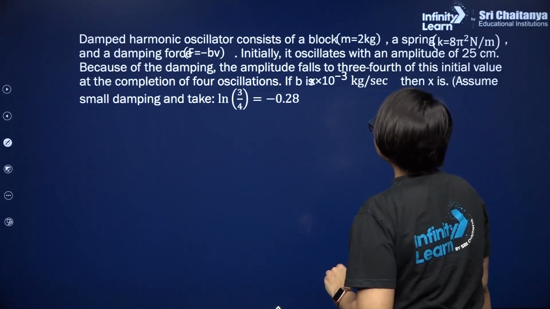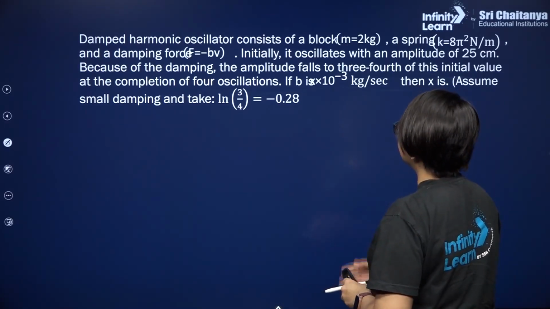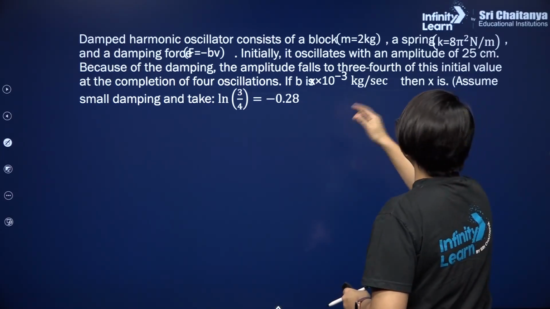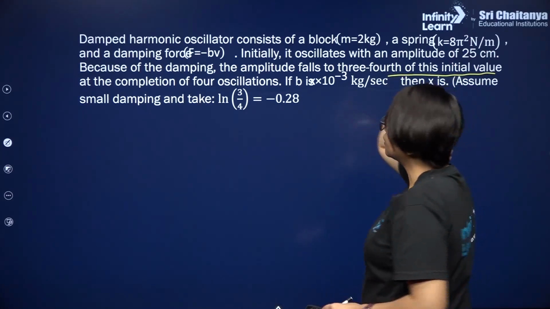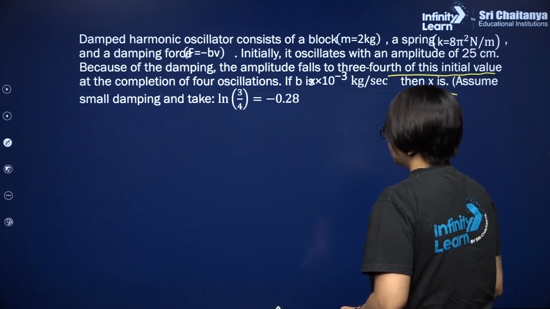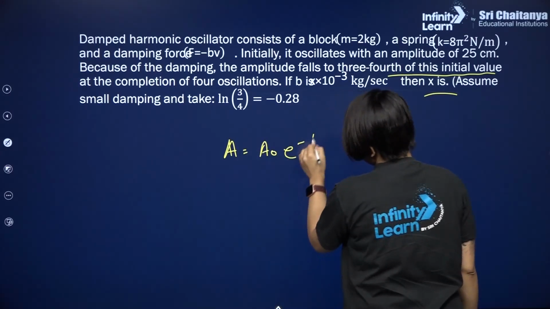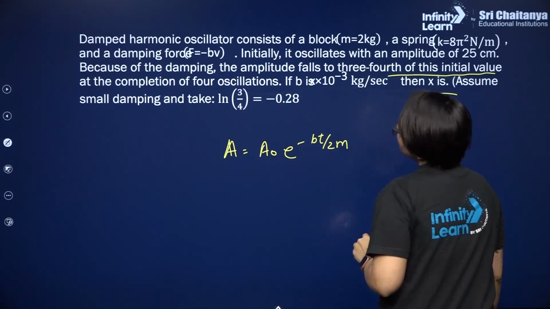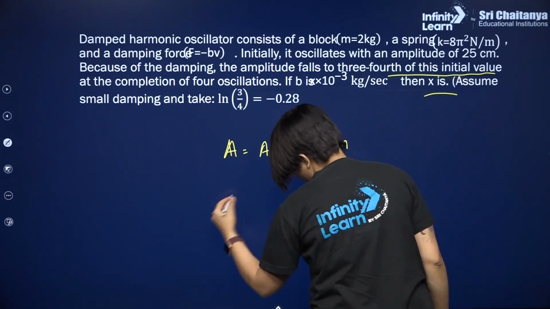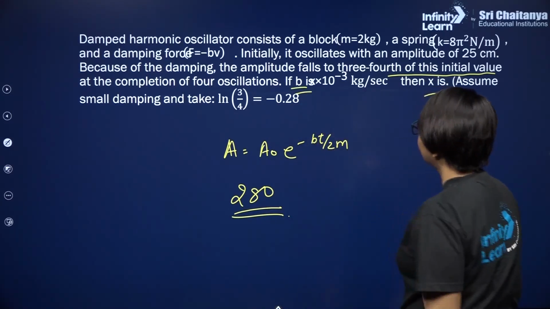Next is damped harmonic oscillator consists of a block, a spring and a damping constant. Initially it oscillates with amplitude of this much. Because of the damping, the amplitude falls to 3/4 of its initial value at the completion of 4th oscillation. If B is this much, then what is the value of X over here? So, A is equal to A naught e power minus BT upon 2m, right. So, everything is given. If you put the value of all the things given in this situation, you will get X as 280 over here.